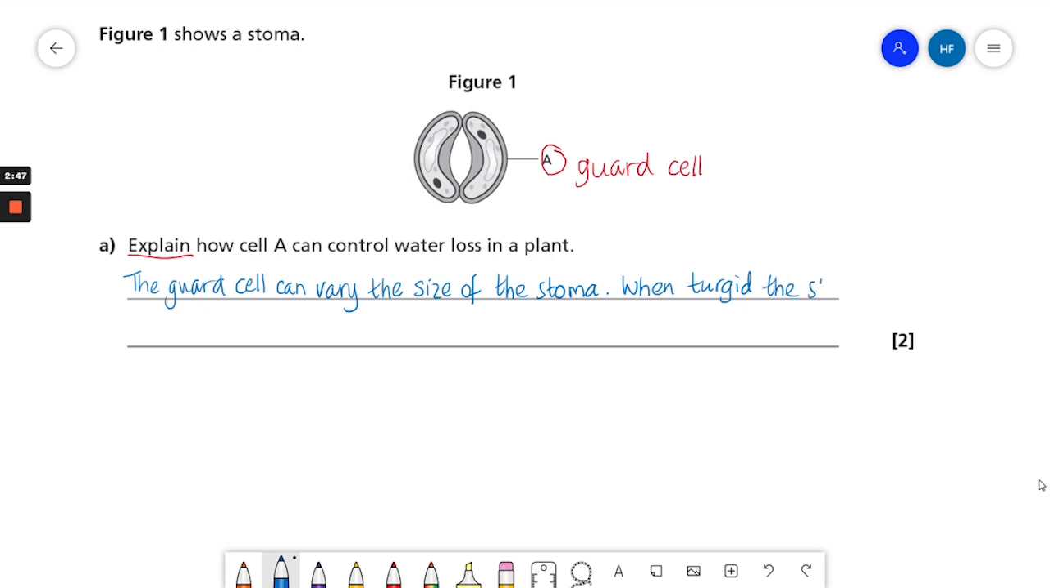The stoma is open, allowing water to pass through. When flaccid, so that's when like limp, I put limp, I should put flaccid. When flaccid, that's two C's. When flaccid, the stoma closes, preventing water loss.